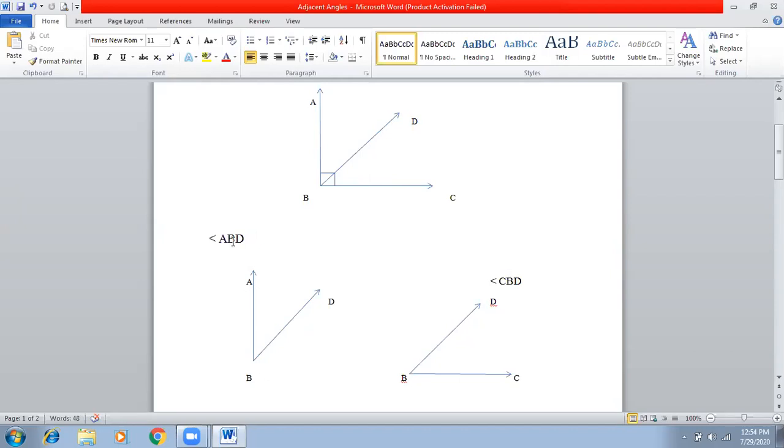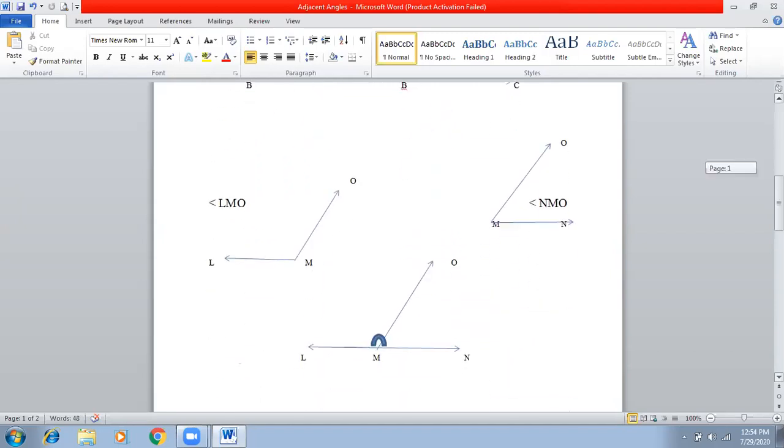The alphabet written in the middle shows the vertex. So B is the vertex here, and B is also the vertex here. It means both are adjacent angles. Let's have one more example. If you see, there is one more example of an angle.